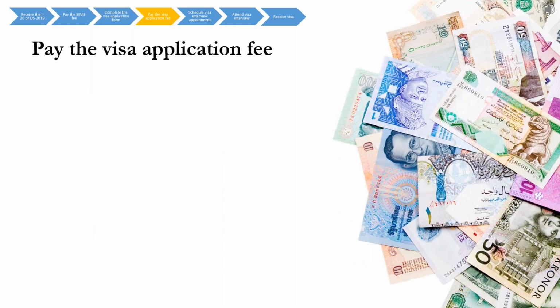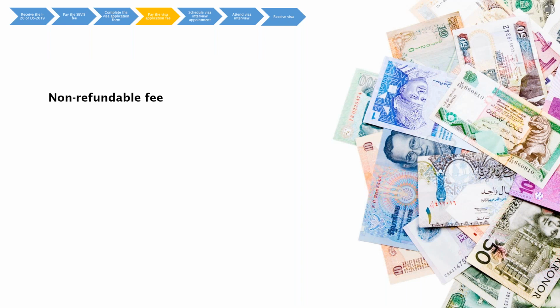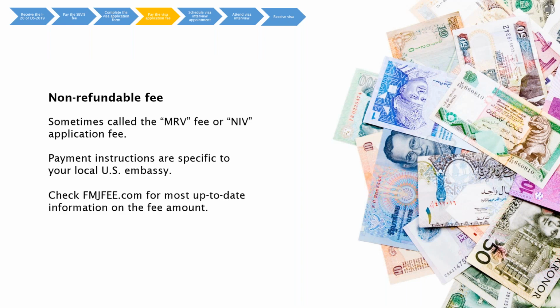Okay, and then you'll pay the visa application fee. This is a non-refundable fee. It's sometimes called the MRV fee or the NIV application fee. Payment instructions are specific to your local embassy. And again, check out fmjfee.com for the most up-to-date information on this fee amount. And make sure you print your receipt for this as well.